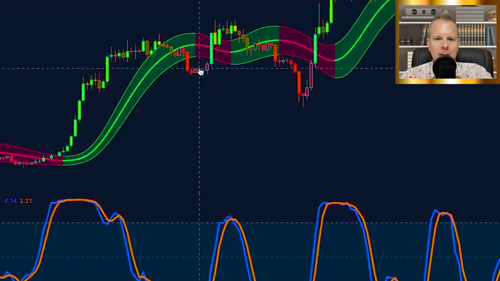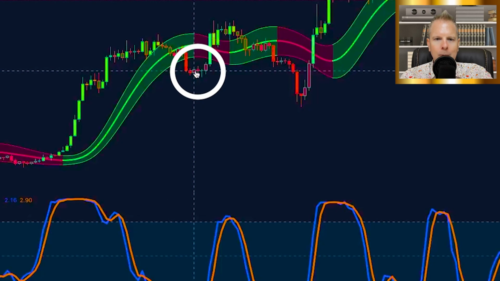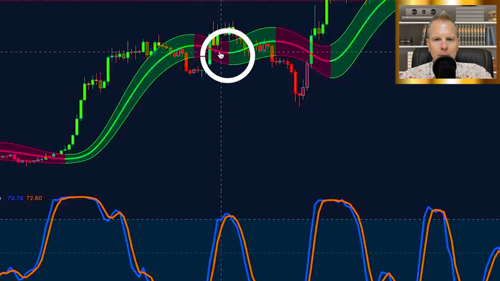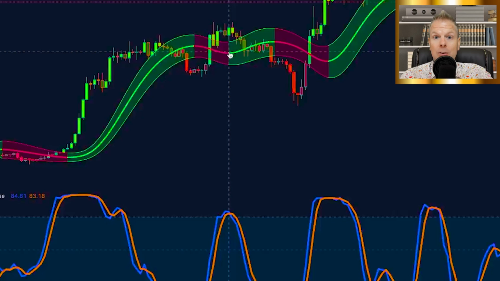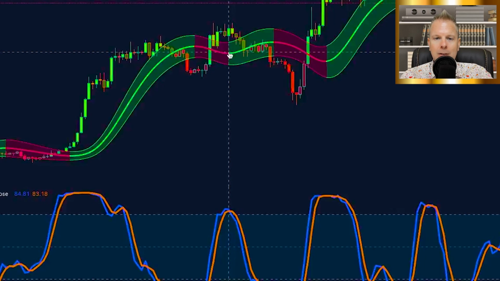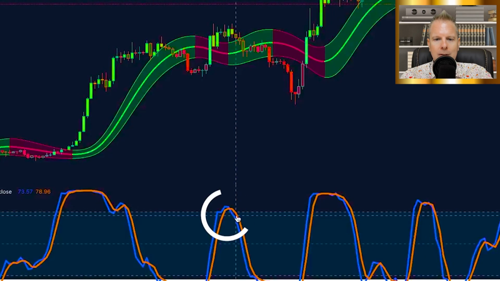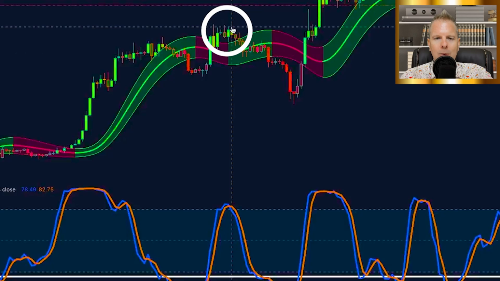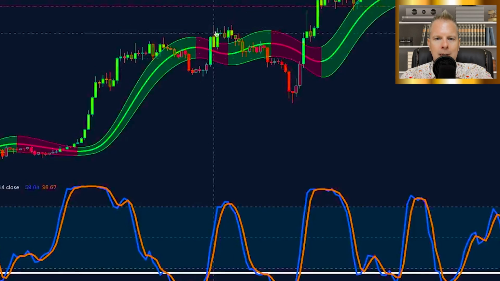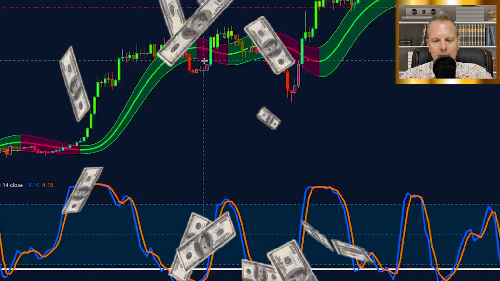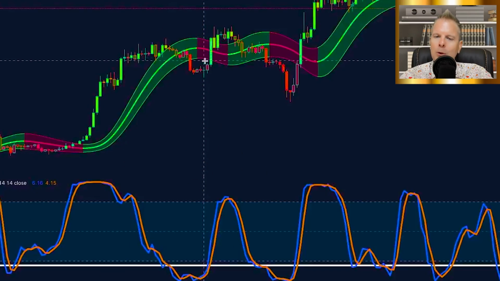So we would have taken a position right here. We would have waited. We changed from red to green here. That told us, hey, we're just about ready to sell. And then we had a stochastic RSI cross down, we would have sold right here, locking in some substantial profits. And then the whole thing would repeat again.